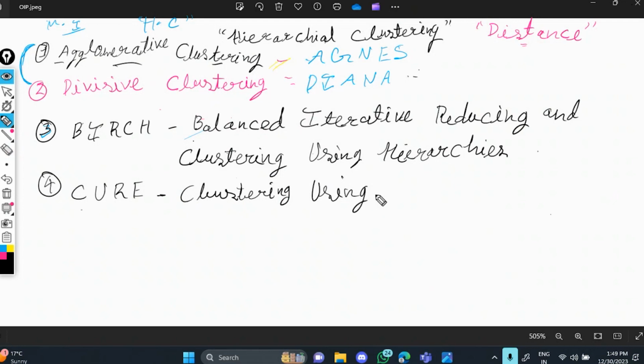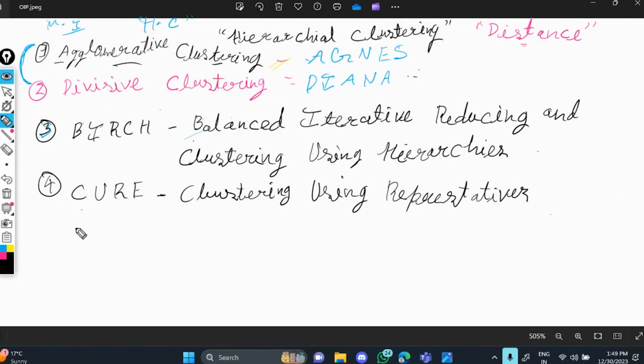I have told you some more clustering techniques, like BIRCH. You can note that: balanced, iterative, reducing, and clustering using hierarchies, right? Also, CURE is clustering using representatives.